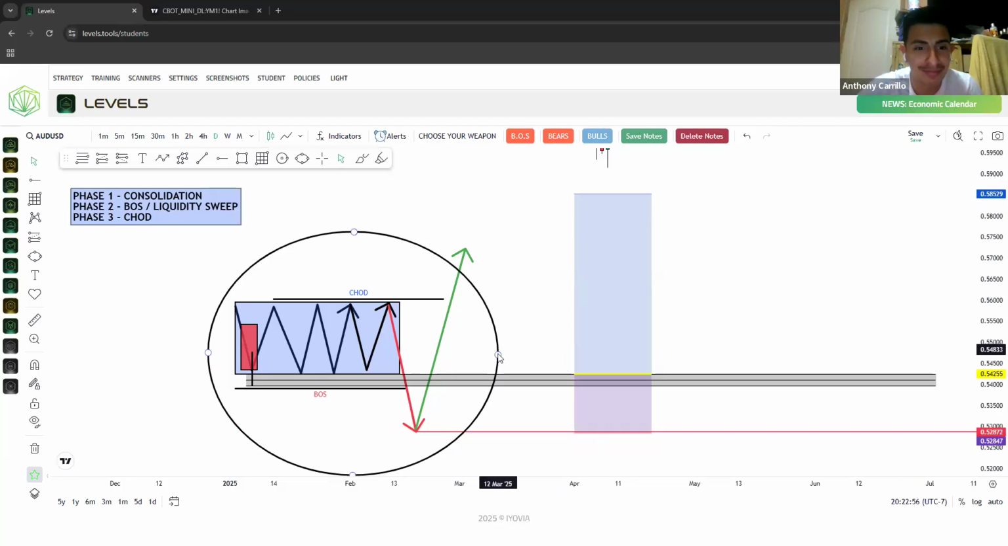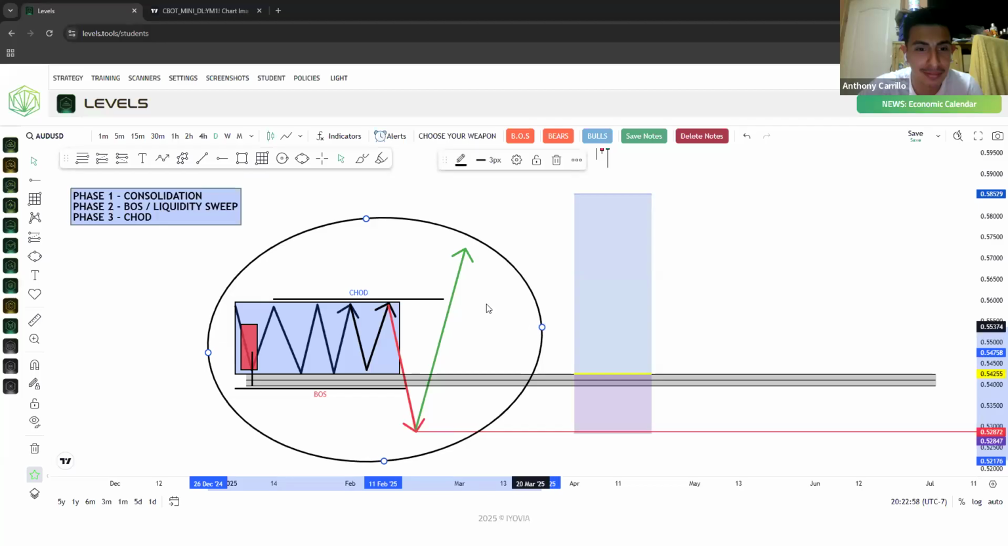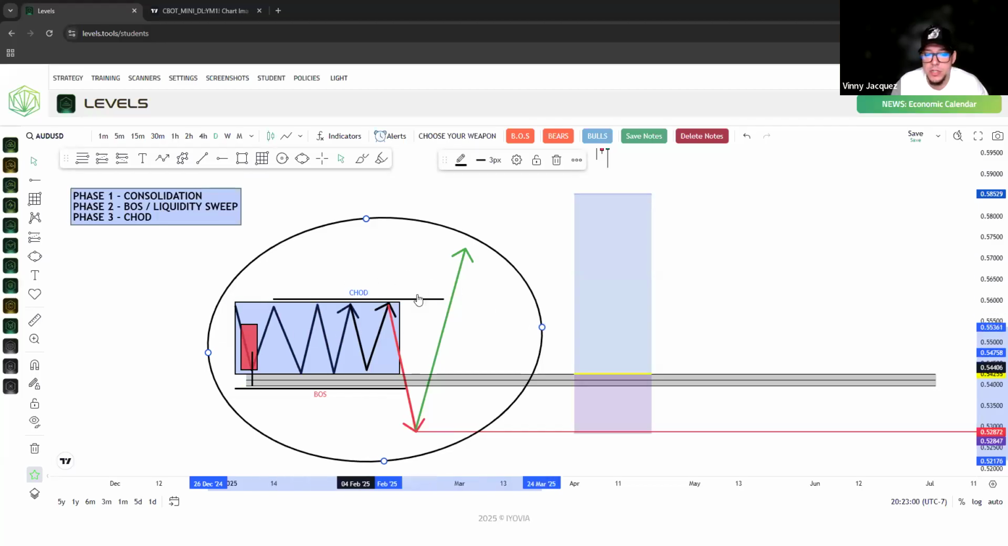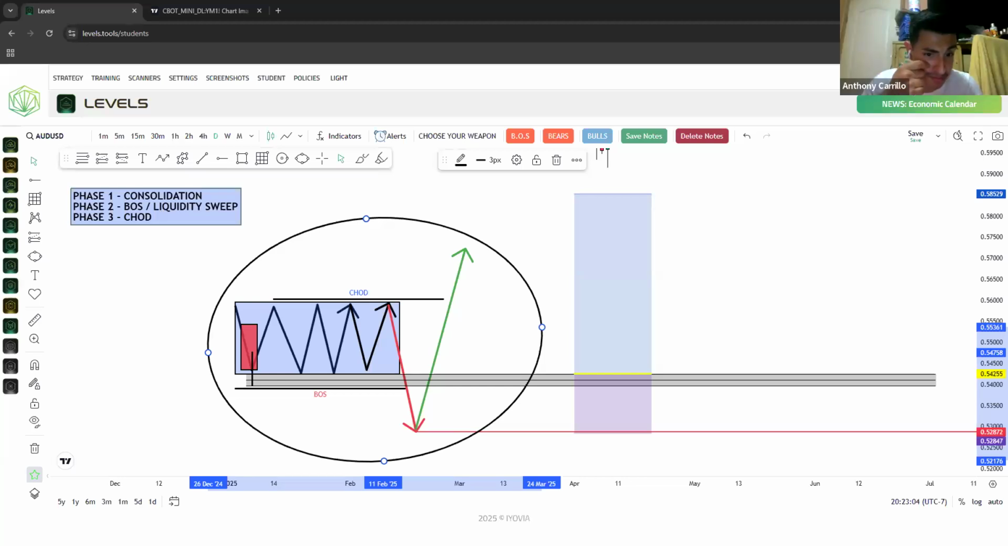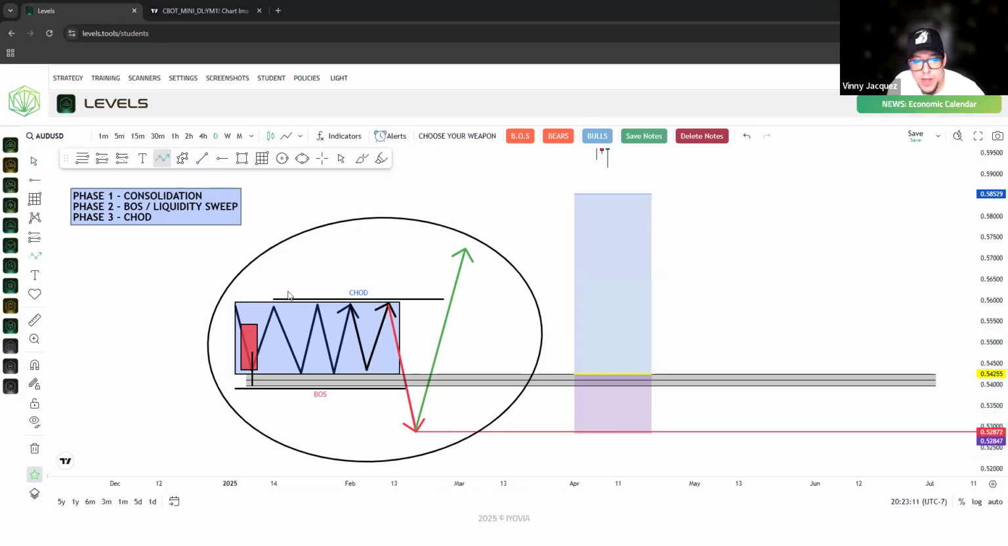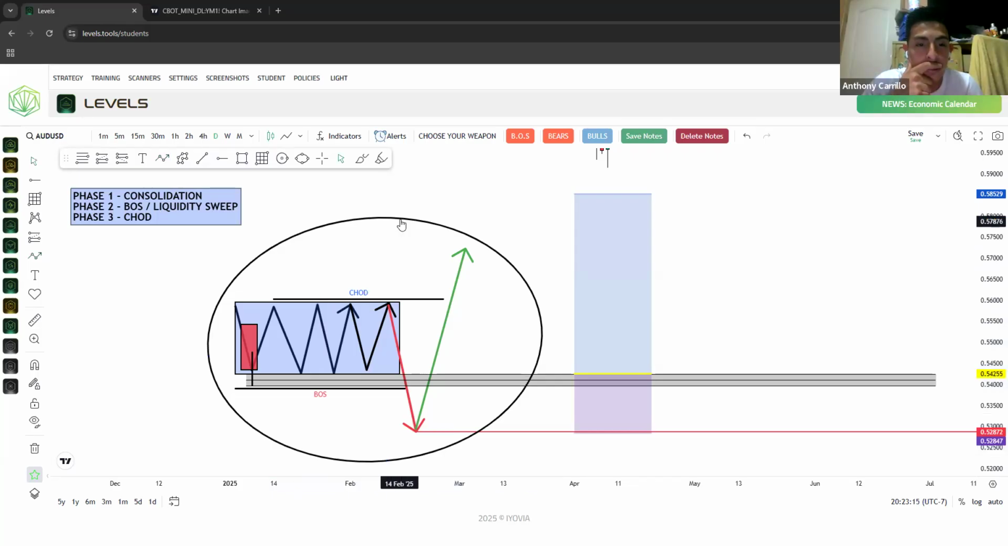Yeah. You let me know, Anthony. Are you able to identify this structure? Validation. What do you mean by that though? Like, are you able to identify the head and shoulder setup when it's time to? Oh yeah, for sure.